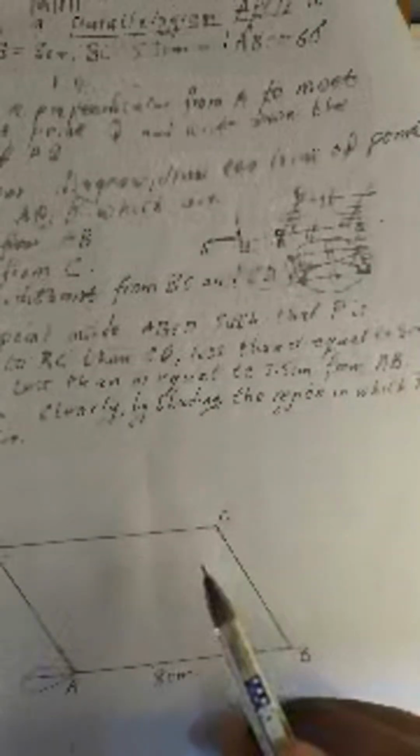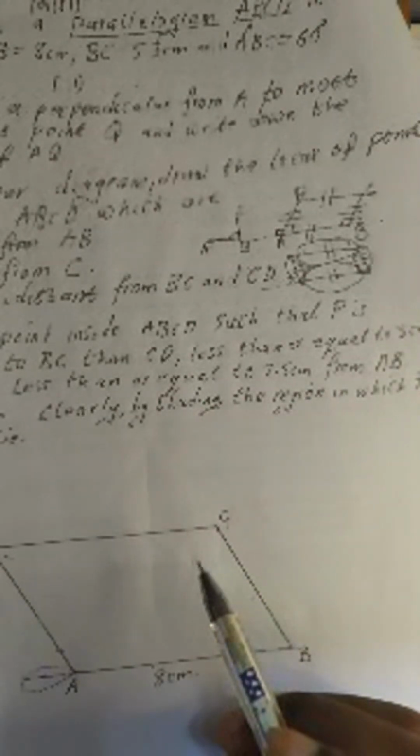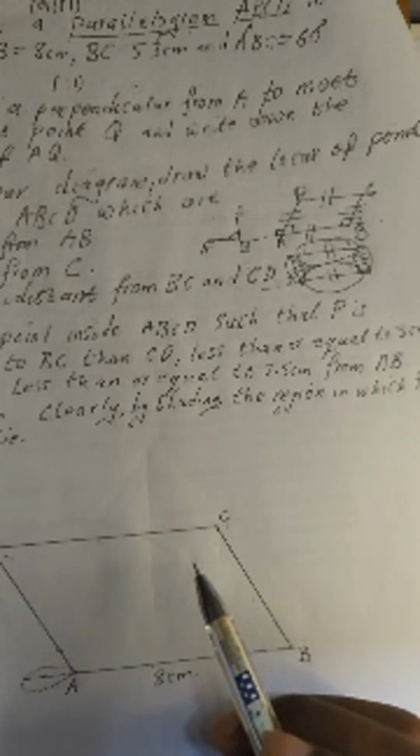So wherever this perpendicular is going to meet CD, we are going to label it as Q. And write down the length of AQ. So they want us to come up with a perpendicular from here to DC. So remember how to construct a perpendicular line from a point to a line.